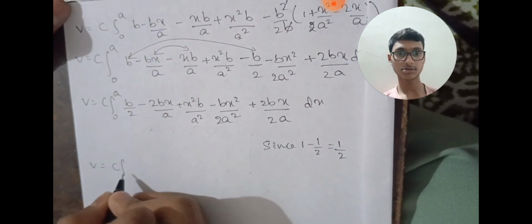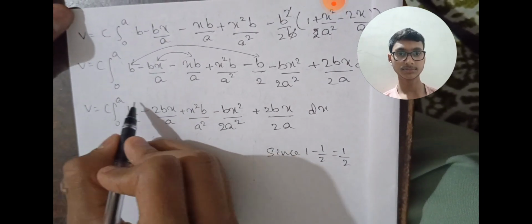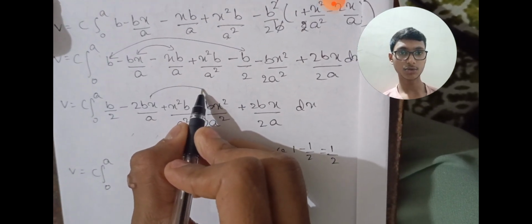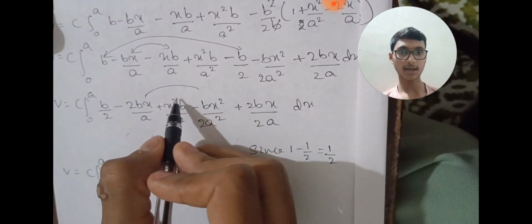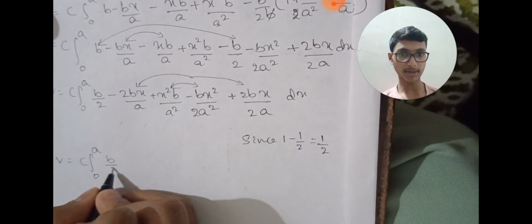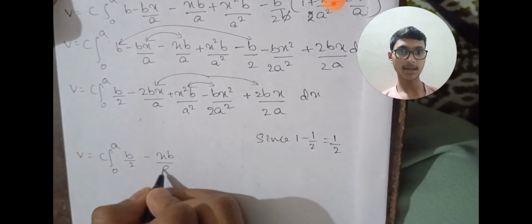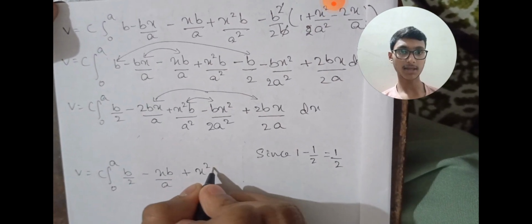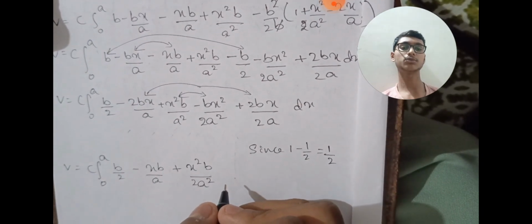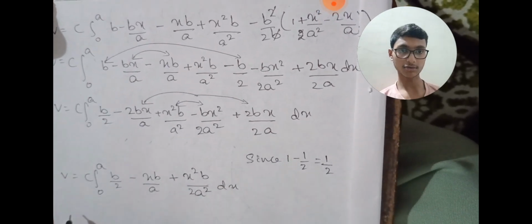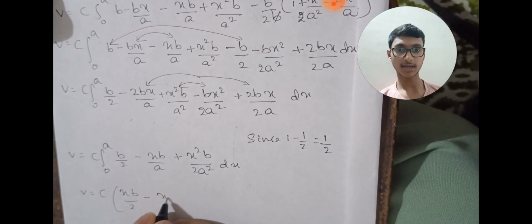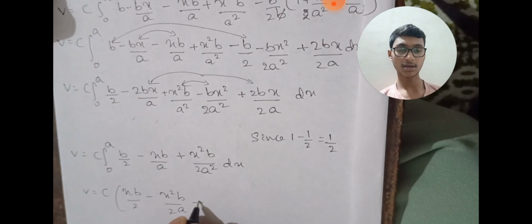Next, v is equal to c into integrating, limit 0 to a. So b by 2 is as it is, and minus 2bx by a, and 2bx by 2a, and x square b by a square, minus bx square by 2a square. It is in the form of 1 minus 1 by 2. So b by 2 minus xb by a, 2bx by a plus 2bx by a will come out to be xb by a, plus x square b by a square minus bx square by 2a square, which is in the form of 1 minus 1 by 2, so it's nothing but 1 by 2 x square b by a square dx.